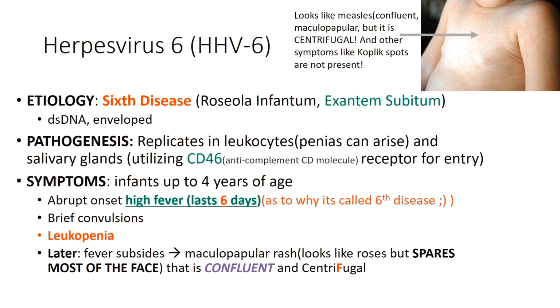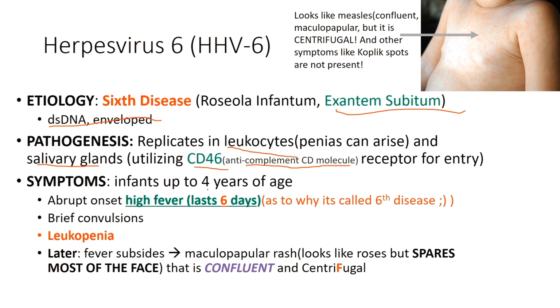All right, next infection is your herpes virus 6 or HHV6. This is known as 6 disease because it is HHV6. Also known as roseola infantum or exanthem subitum. This is actually the more common name that we refer to 6 disease by. And so definitely remembering this. It's double-stranded DNA and enveloped, so it replicates in leukocytes, which can cause penias, similar to parvo that we were talking about, but except in white blood cells. It utilizes the CD46, which is an anti-complement CD molecule, to infect salivary glands and epithelium.